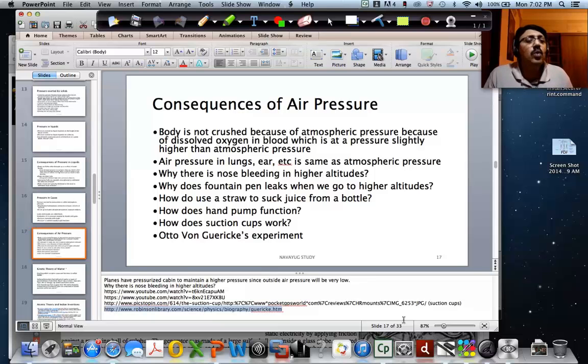Now, just like when we looked at the consequences of solid pressure, we looked at various aspects there, right? Similarly, we will look at the consequences of air pressure. But before that, I want to do some problems based on liquid pressure, right?